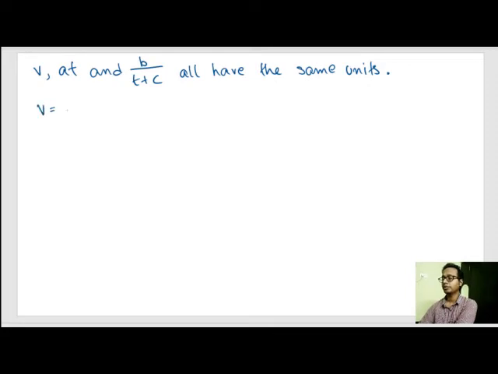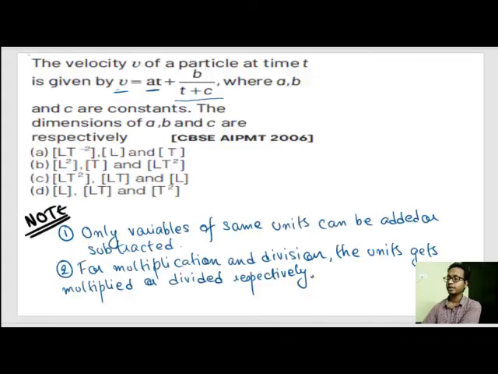The unit of v is equal to the unit of at, or meter per second is equal to a, where a is a constant and the unit of time is seconds. So you can send the second to the left-hand side, or meter per second square is equal to a, or LT^-2 is equal to a. So if you see the options, the first option can be tick marked by simply solving for a, but we want to solve for all the parameters.